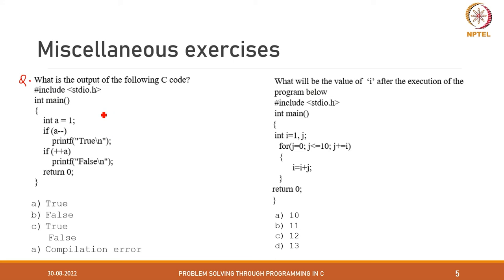So let's now do some miscellaneous kind of exercises. Okay, so we have this integer variable a which is initialized to 1, and we are writing two different if conditions. First is if a minus minus, and we are printing something inside this if block. And then we have another if condition, if plus plus a, and we are printing something inside this block and finally returning 0. So what will happen when you do this if a minus minus? So what exactly is being executed here?